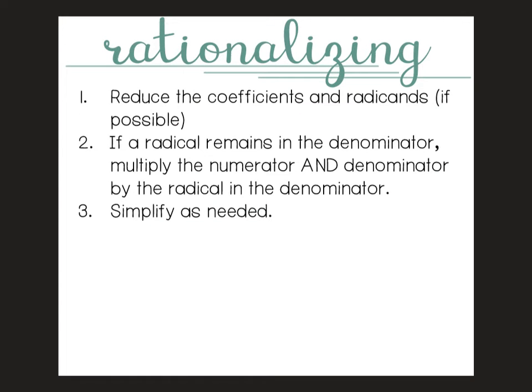Here's the process to rationalizing the denominator. You want to reduce the coefficients and radicands if possible. So you're looking at those fractions that are created, and if you can simplify them, do that. If a radical remains in the denominator, you want to multiply the numerator and denominator by that radical that's in the denominator. That's the part that's actually called rationalizing. And then you're just going to continue simplifying as needed.